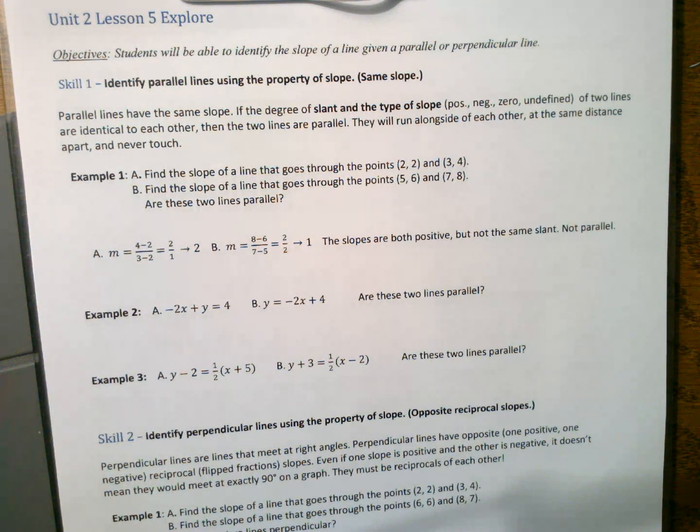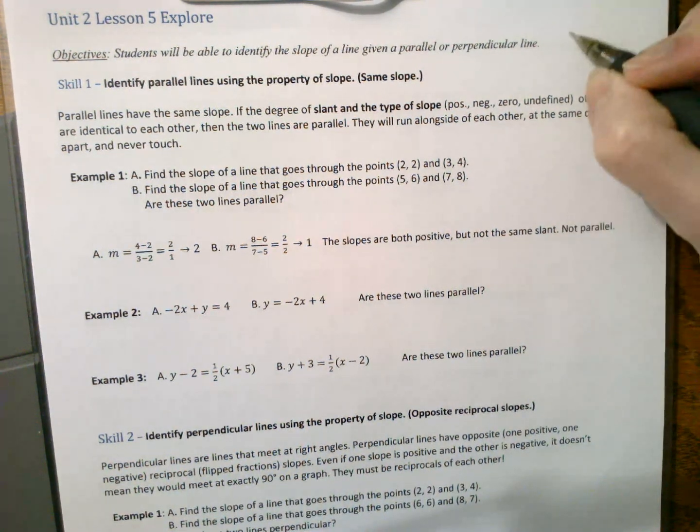Parallel lines have the same slope. If the degree of slant or type of slope, positive, negative, 0, undefined, is identical between the two lines, then the two lines are parallel. They will run alongside each other at the same distance apart and never touch.